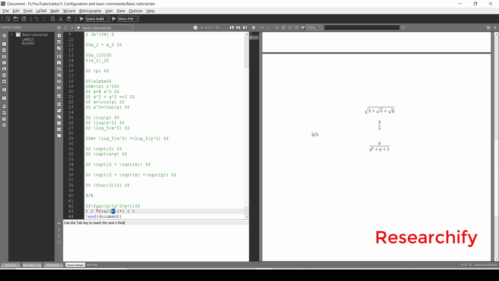For the square root, you have to define it. So just backslash sqrt, square root, curly bracket, and in this curly bracket you write x plus 1. Now come to the next curly bracket. Here again you define sqrt and write x minus 1. So x minus 1. Now you can see the result.